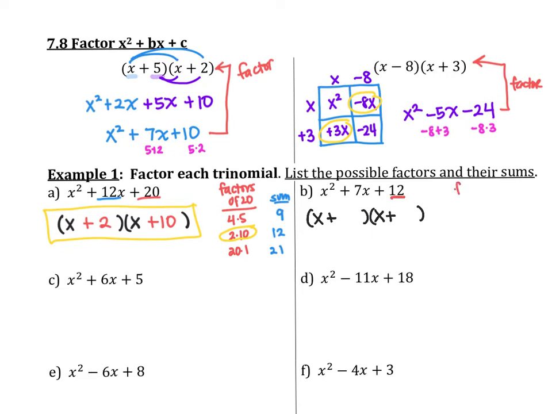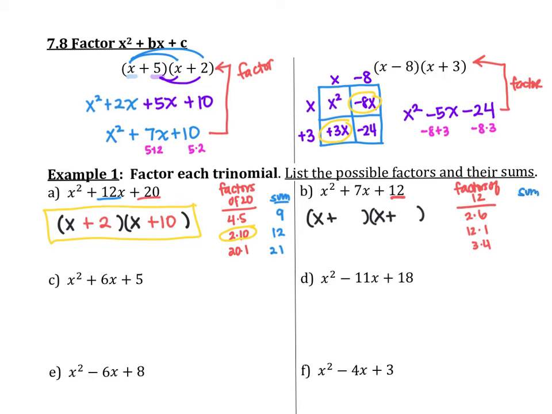So factors of 12. What could I do? 2 times 6. Let's see, 12 and 1, 3 and 4. Am I missing anything? Okay, so those are the three possibilities for what might go here. It might be 2 and 6, 12 and 1, or 3 and 4. Okay, now to check which one's right, I'm going to find the sum. And the sum needs to match my middle term.